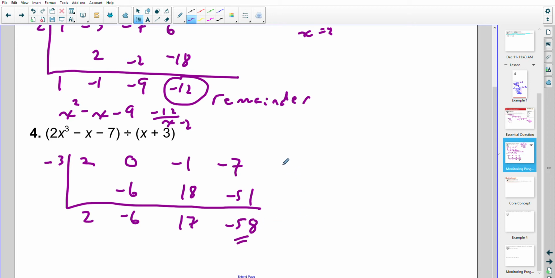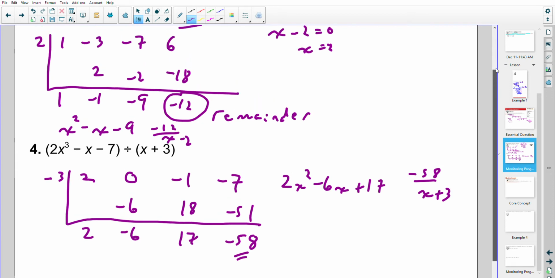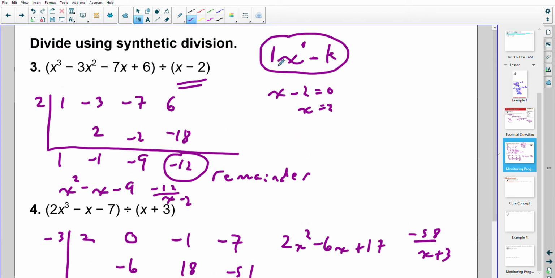Again, the quotient is 2x squared minus 6x plus 17 with the remainder of -58 divided by the divisor x plus 3. Only time you can do that, again, is when you have a coefficient of 1 of the divisor and a degree of 1.